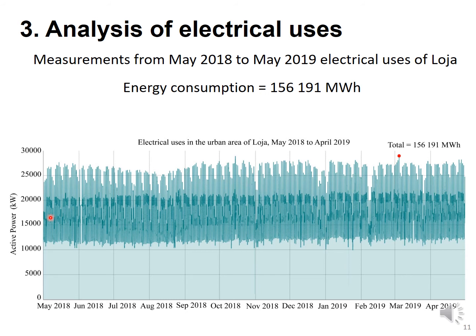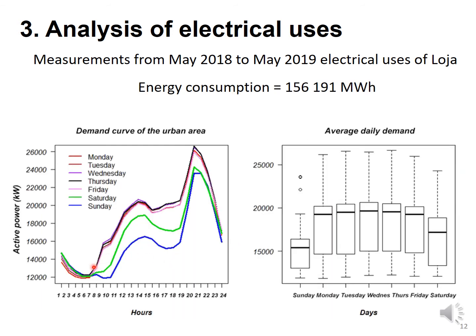And you can see in this graph, in this figure, the consumption of the city. From this information you can calculate the urban demand of the city. And this curve allows us to analyze the possible strategies to flatten the consumption peak, for example. And you can see in the other the statistical information of the days of the week. Basically, you can see energy consumption is approximately 156,000 megawatt hours in 1 year.